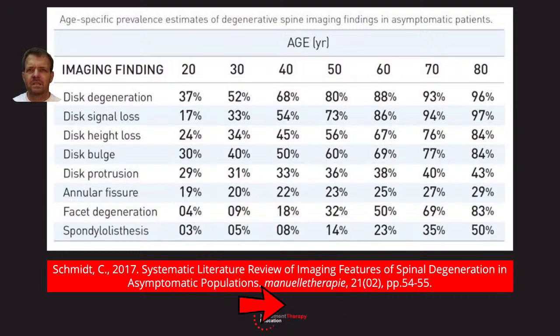When was it? Yeah, 2017. So what's that? 7 years ago now. And what they did was they looked at age-specific prevalence estimates of degenerative spine imaging findings in asymptomatic patients. So these figures are for people who had no pain.